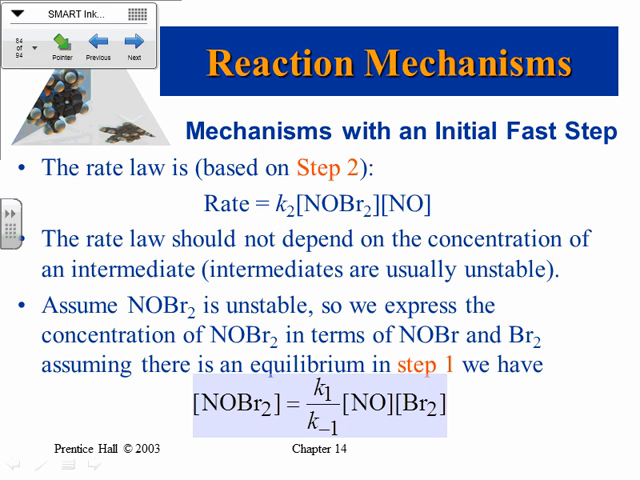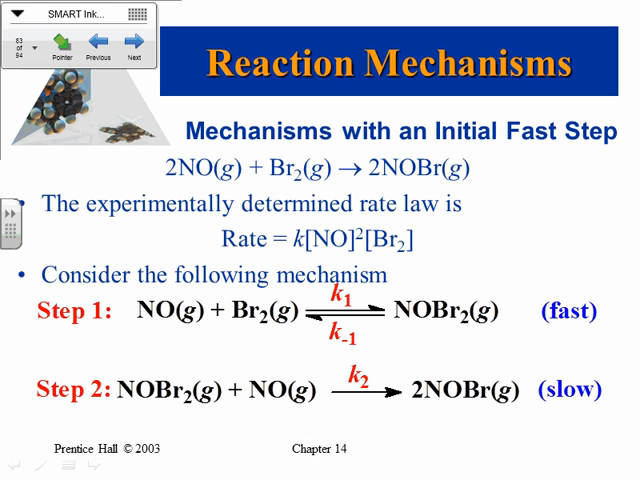then we can express that NOBr2. We can basically do a substitution is what we can do here. That's the trick. Okay. So the NOBr2, I can write that instead as K1 over K minus 1 times NO times Br2. Now I have to go back and kind of show you how that works. Okay.